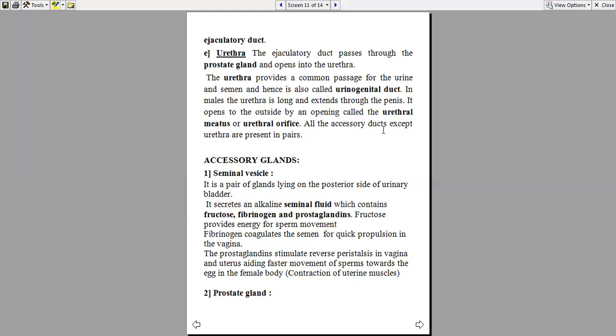All the accessory ducts except the urethra are present in pairs. Whatever we have seen so far, all were present in pairs; the exception is the urethra. So these are all the organs coming under internal genitalia in males.